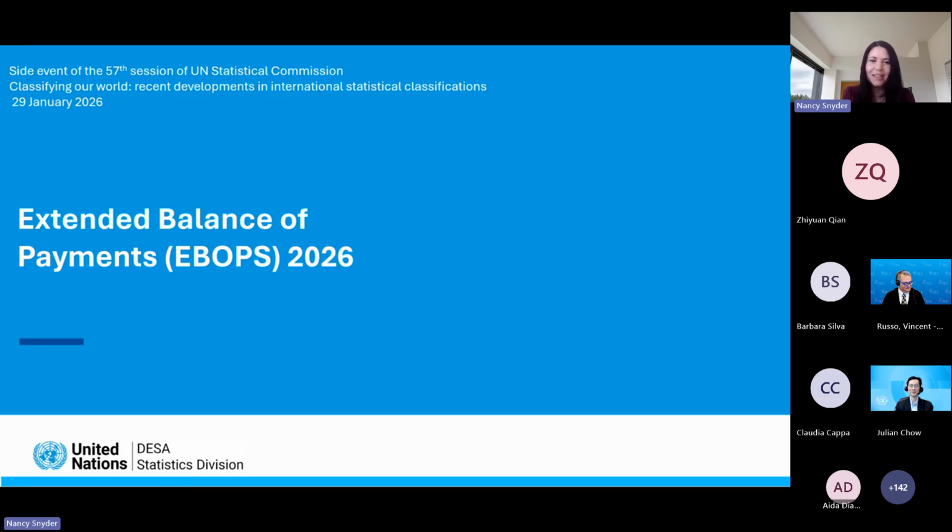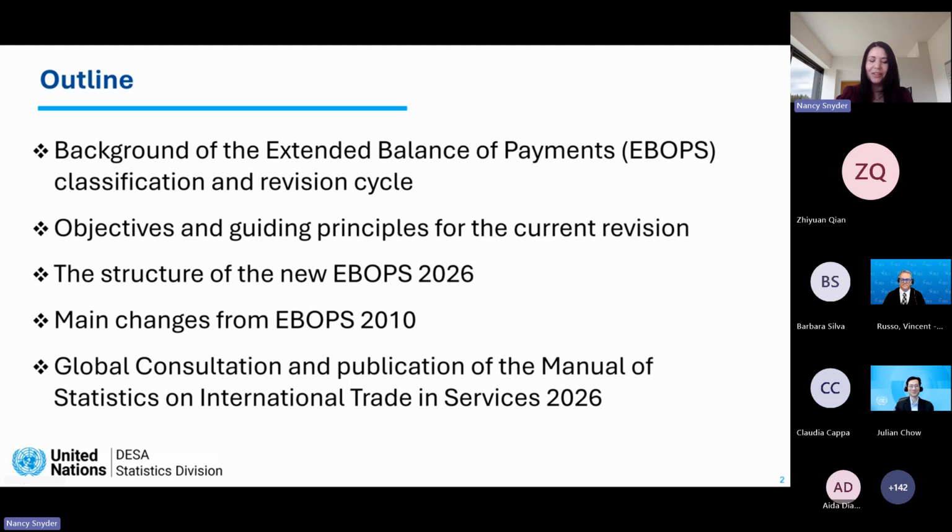I'm from the UN Statistics Division in the Trade Statistics section, and I'll be walking you through the revision to the Extended Balance of Payments 2026 classification. It's called EBOPS for short, so you'll hear that a lot through the presentation. Here's just an outline of some of the topics.